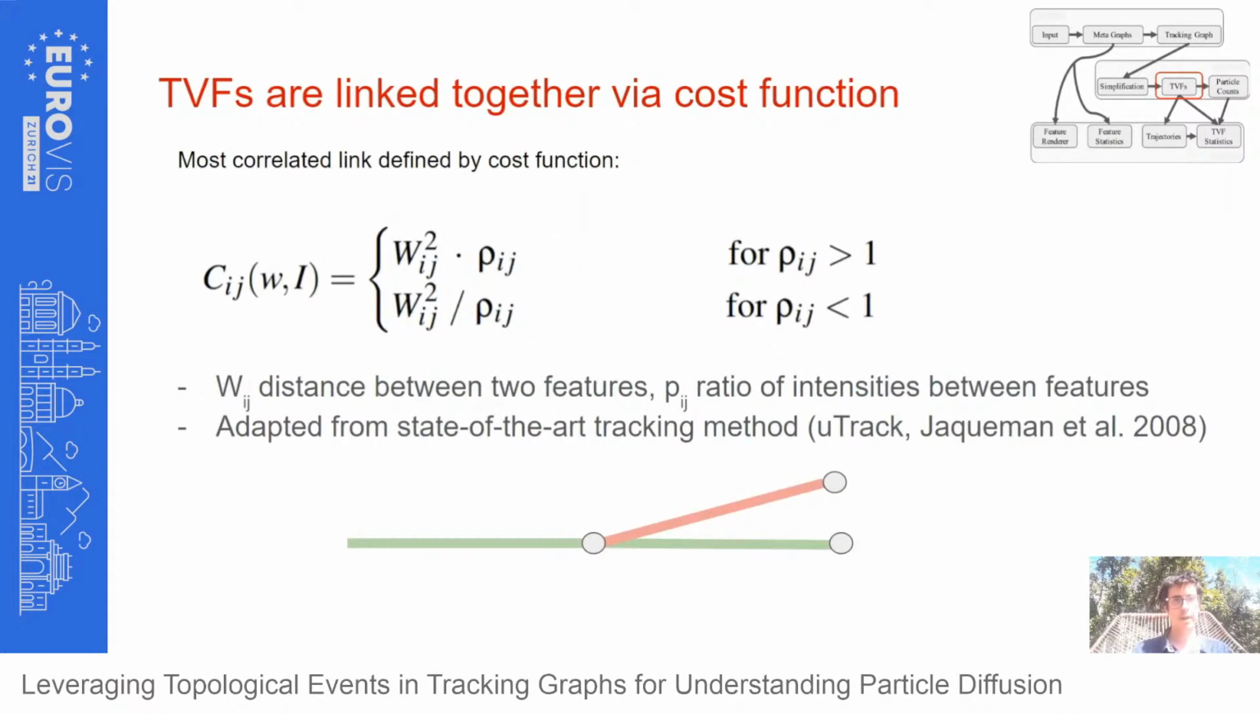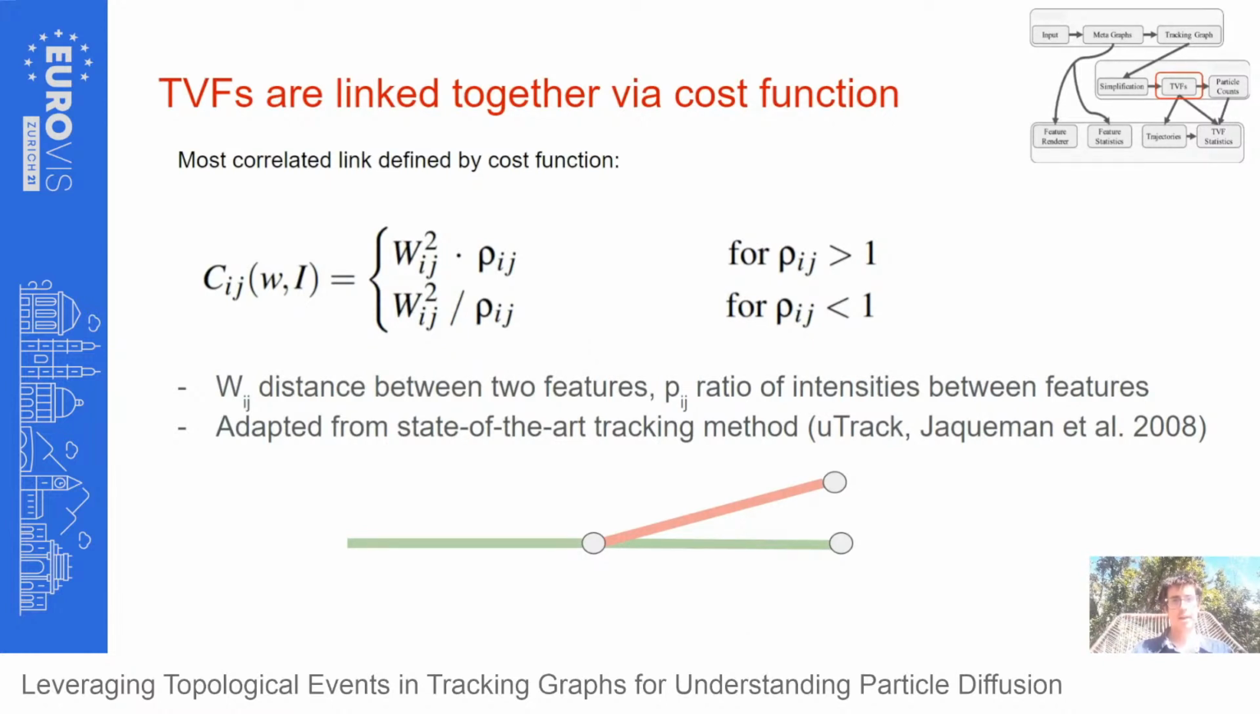Every TVF that is either born after a merge or split event, or dies at a merge or split event, will contain a link to the corresponding TVFs that are connected at these events. By doing this, we can easily link these features across merge and split events.